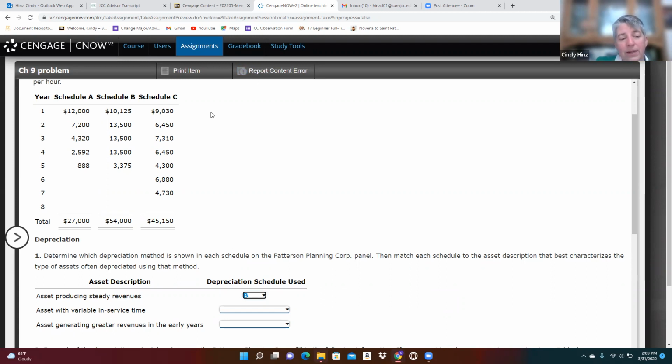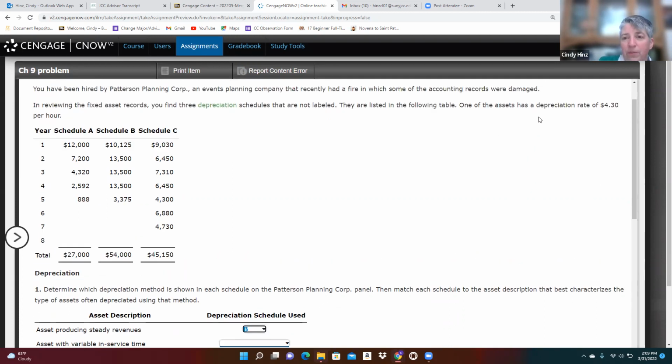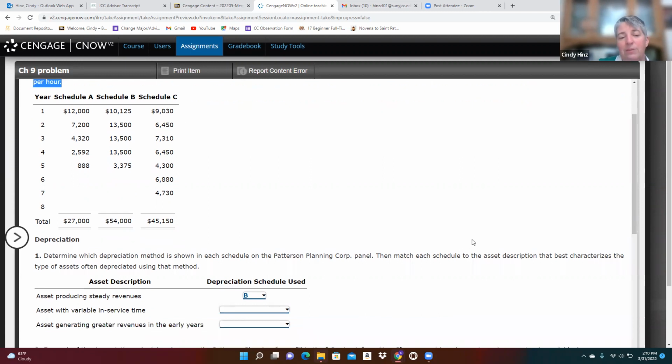The second asset description is asset with variable in-service time. And so that would make sense to use that approach when we're using the units of activity method, with a depreciation rate based on the number of hours that asset is being used. And so that seems to match up best with Schedule C, where you can see we have 9,000, 6,400, 7,300. It kind of bounces around from year to year. There's no steady detectable pattern. And so that would go with Schedule C.